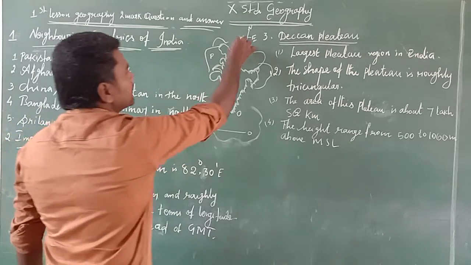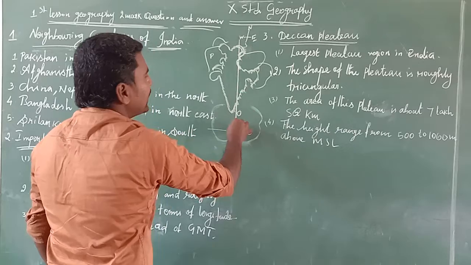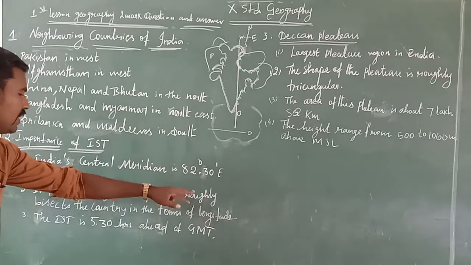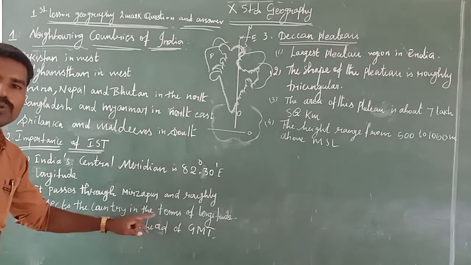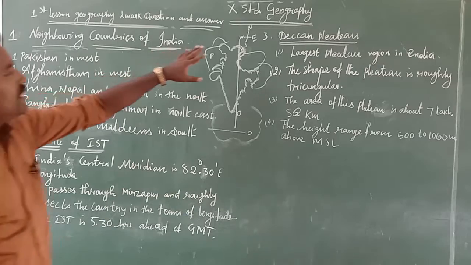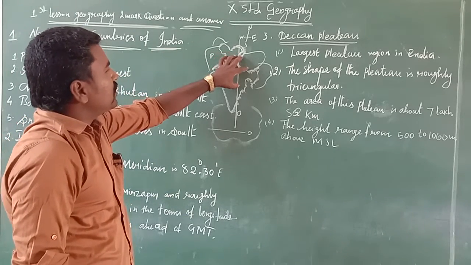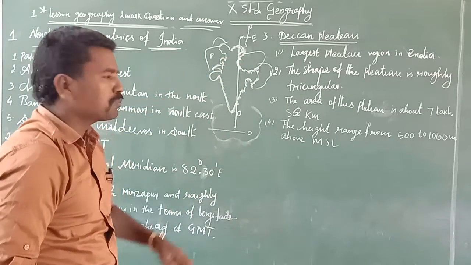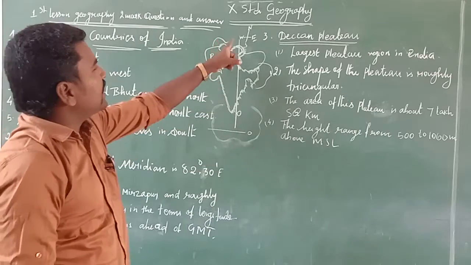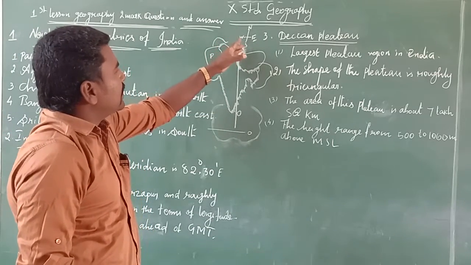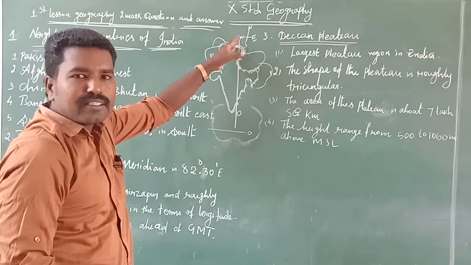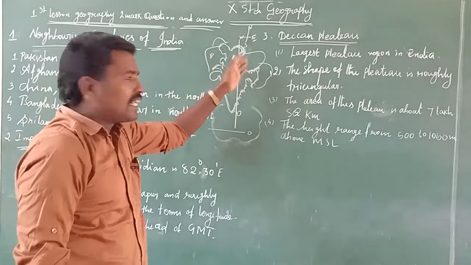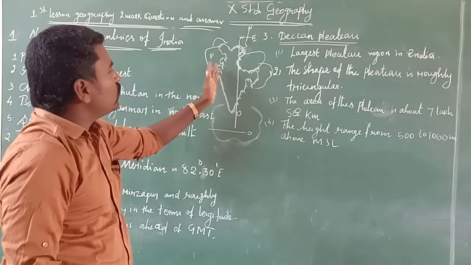You can see the IST is a time line. The line passes through Mirzapur. I have given the second point: the line passes through Mirzapur and roughly bisects the country into two equal halves. In the world, very well, how many time zones are there? We have many time zones in the world. Especially India has one time zone, one timeline. The timeline we have taken is 82.5 degrees. It passes through Mirzapur, especially in Uttar Pradesh.